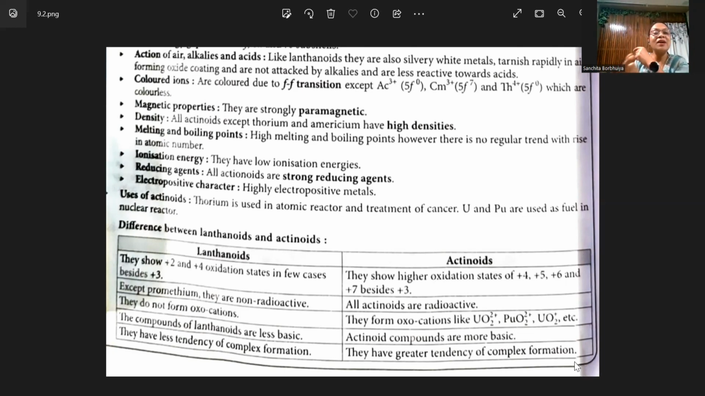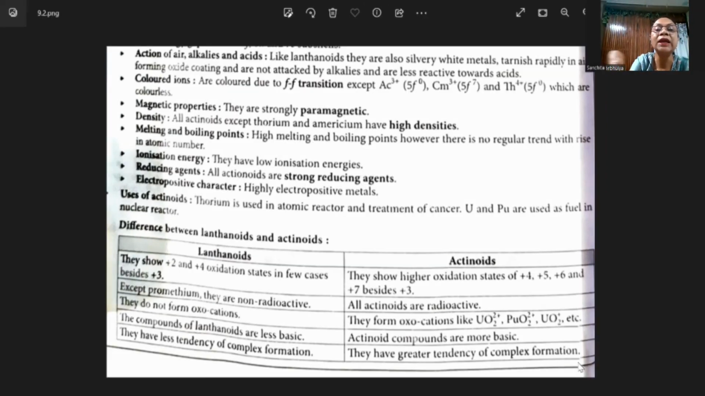Yes. So here the reactivity is less known because all these metals are radioactive. So it is less studied, but whatever is studied, let's know about it. Here also, if you notice colored ions, it would be due to f-f transition. Magnetic properties: they are strongly paramagnetic because of the high number of unpaired electrons. The densities are quite high. All actinoids except thorium and americium have high densities. If you want, you can just remember this part if it comes as an MCQ.